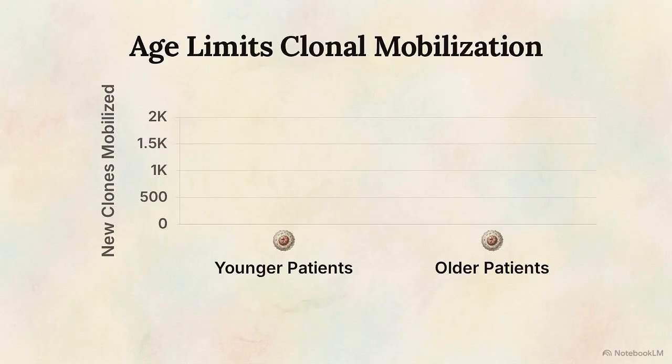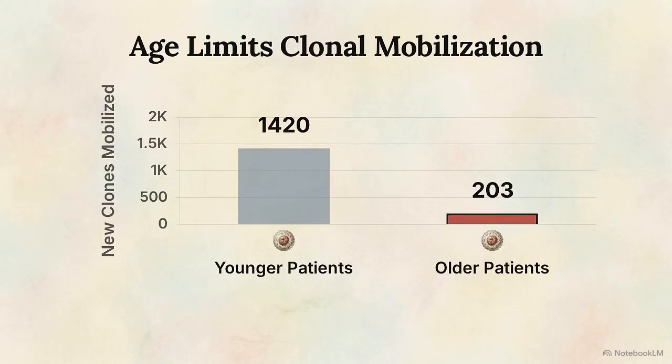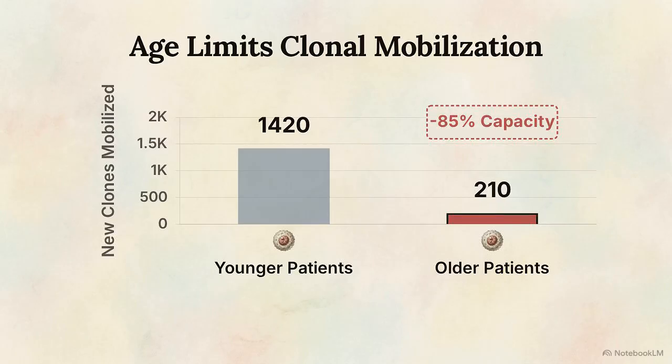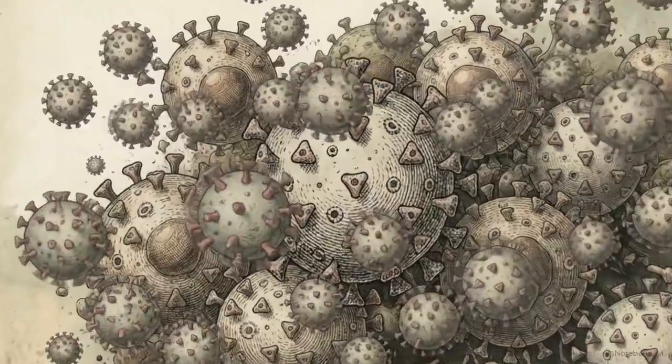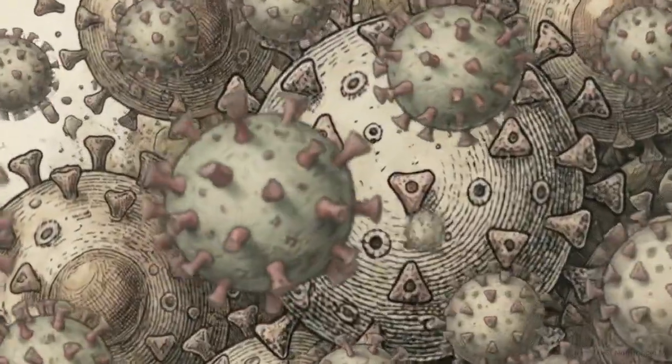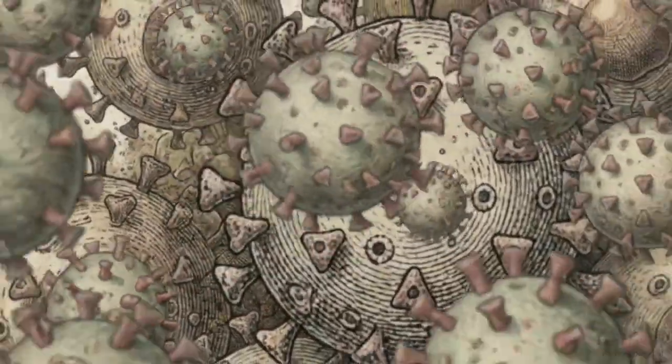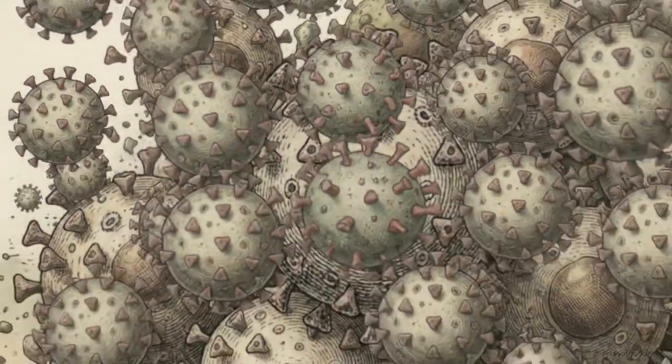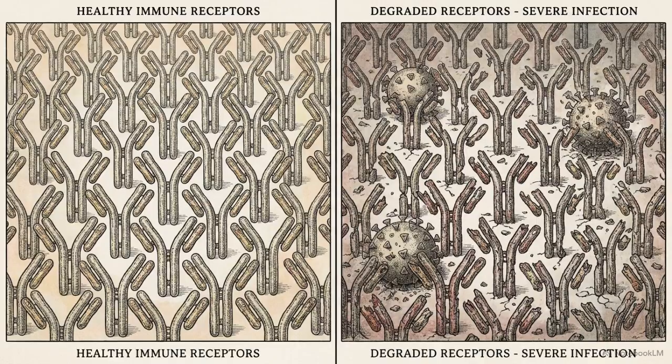There are age-dependent limitations to this response. Older patients mobilized a significantly smaller fraction of new clones against the infection compared to younger patients. Forcing an already rigid immune system to mount a response against a novel threat exhausts its remaining structural plasticity. Severe SARS-CoV-2 infection does more than trigger an acute inflammatory response. It shifts the immune repertoire further along its natural aging trajectory.